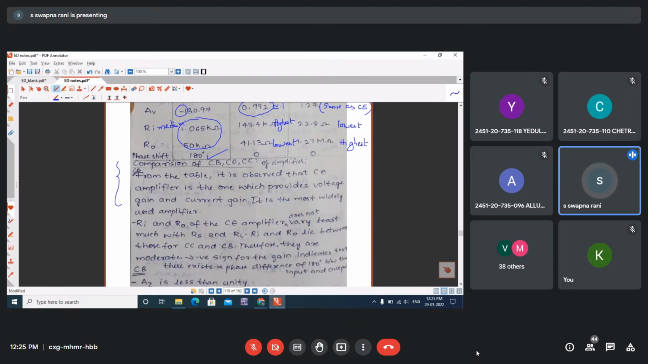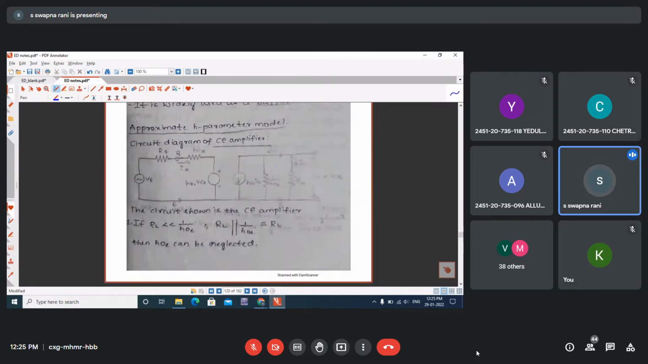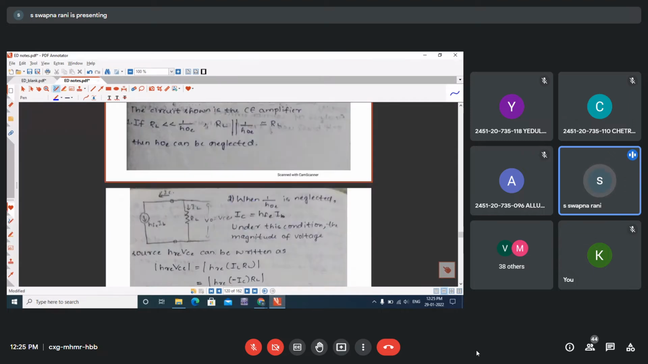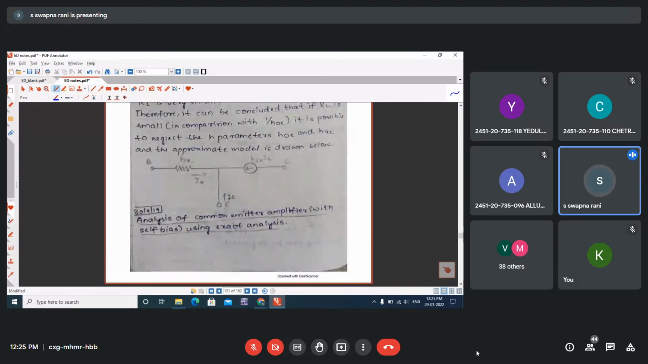That's all. Like that you can remember the comparison easily. So the approximate model, we can use only if the condition that RL is very very small in comparison with 1 by HOE is met. If this condition is met, then you can remove this and you can remove these two. And then it will become the approximate model. So this is the approximate model.